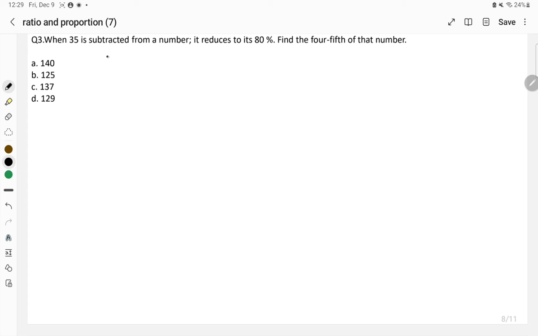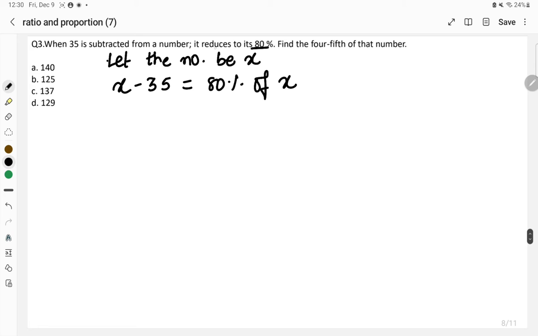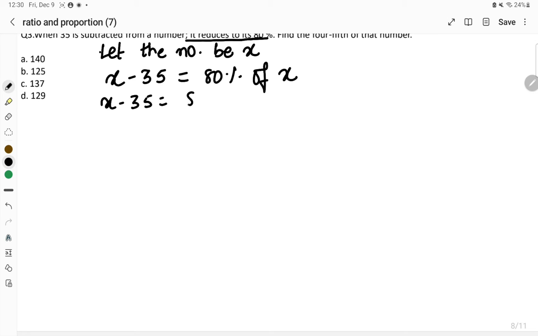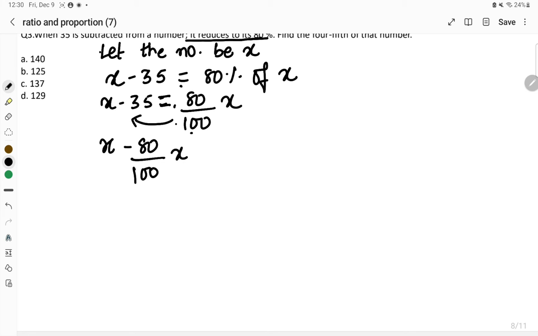Now let us go into detail. Let the number be x. When we subtract 35 from this x, what we are getting is 80% of x. It reduces to 80%, right? So we will write this as x minus 35 equals 80 upon 100x. Now look into the terms. What I can do is take this complete term on this particular side. The symbol assigned to 80 upon 100x will be minus, because when we take the positive number to this side, we will get the negative. Similarly, 35 is on this side as minus 35; when I take this side, it will become plus 35.